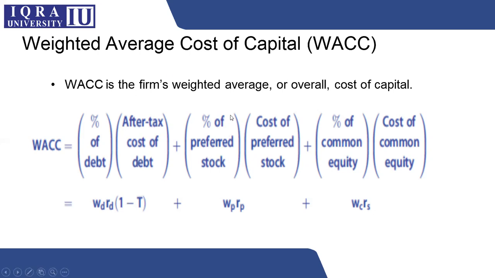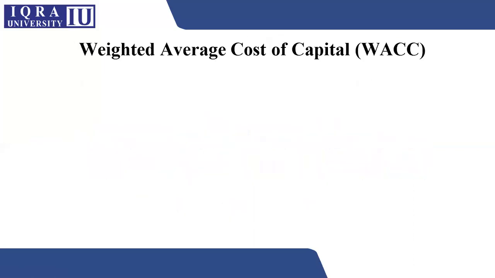The second part is the percentage of preferred stock, which you multiply by the cost of preferred stock. And the last component is the percentage of common equity in our capital structure, which we multiply by the cost of common equity. So I'm reminding you that each and every component we have so far covered in previous lectures. Once you have gone through all the concepts, the weighted average cost of capital will be much easier for you to understand. Over here, I am illustrating it with a much easier example.